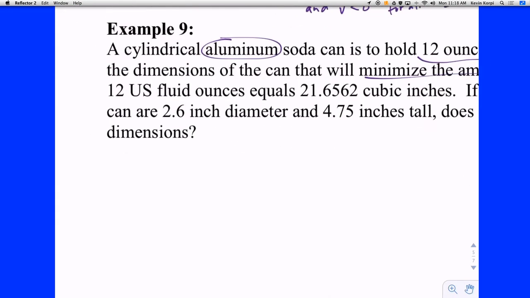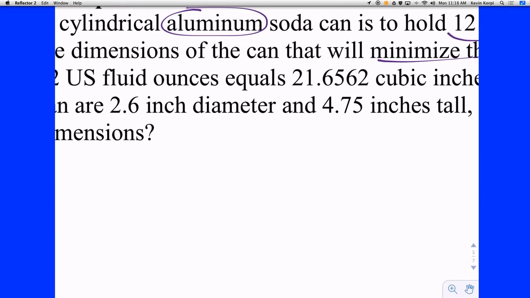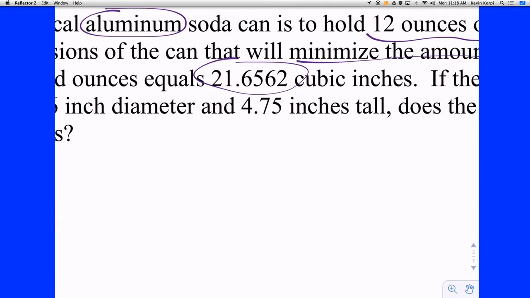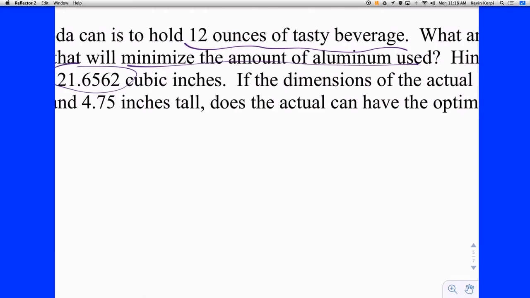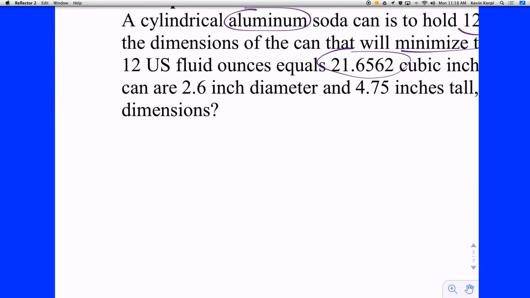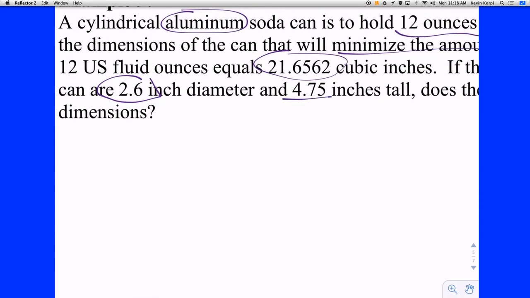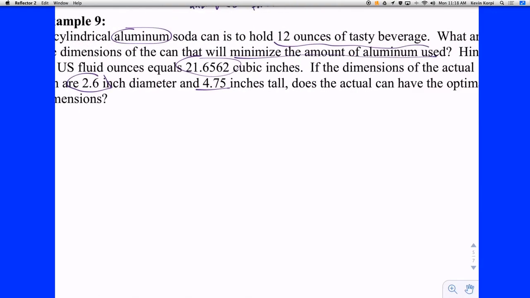All right, so here's a hint. 12 U.S. fluid ounces equals 21.6562 cubic inches. That's kind of nice. If the dimensions of the actual can, and if you have a can and a ruler, you can measure them, but I've measured them. It's about 2.6 inches across and about 4.75 inches tall. That's about the actual dimensions of a current Coke can.